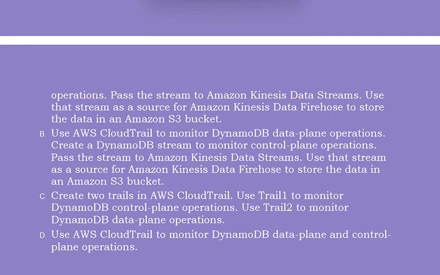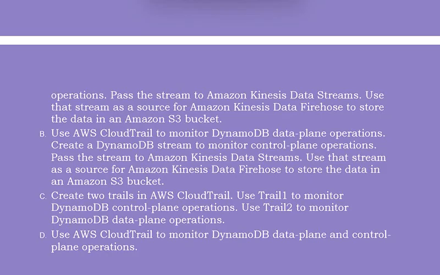Option B. Use AWS CloudTrail to monitor DynamoDB data plane operations. Create a DynamoDB stream to monitor control plane operations. Pass the stream to Amazon Kinesis Data Streams. Use that stream as a source for Amazon Kinesis Data Firehose to store the data in an Amazon S3 bucket.